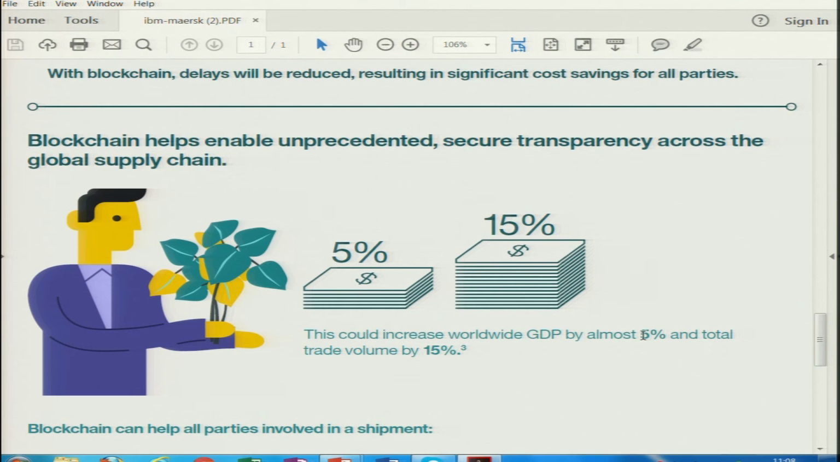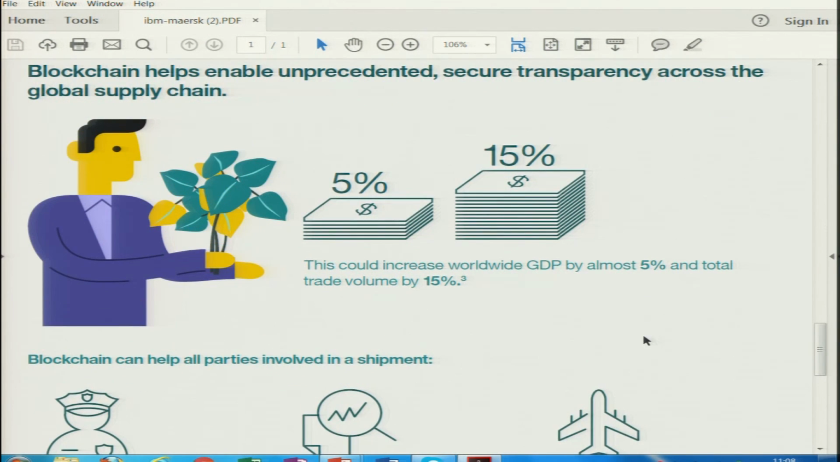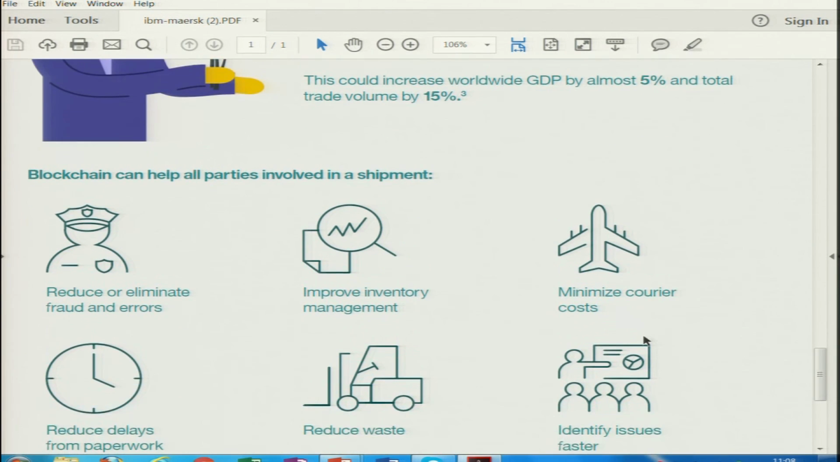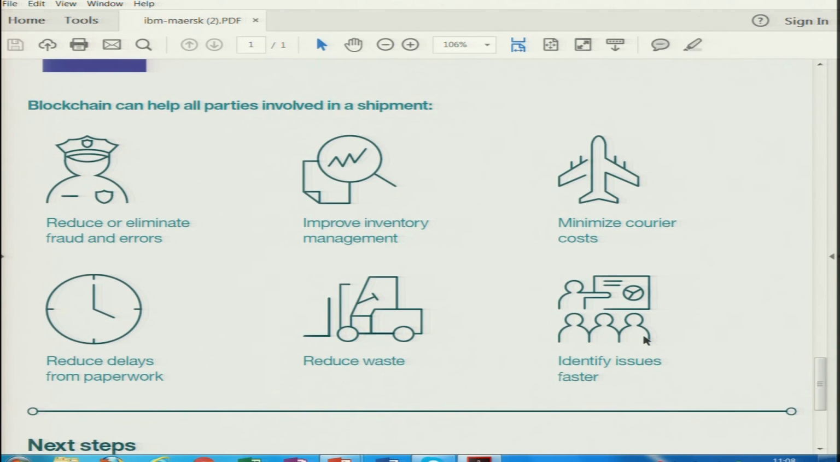Imagine, worldwide GDP runs into trillions, 5% of it also is in trillions. So much it can increase, and trade volume also can increase by 15%, which is very, very significant. Blockchain can help all parties involved in a shipment. So, it can reduce or eliminate fraud and errors.